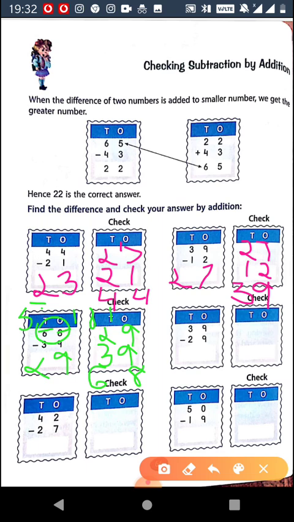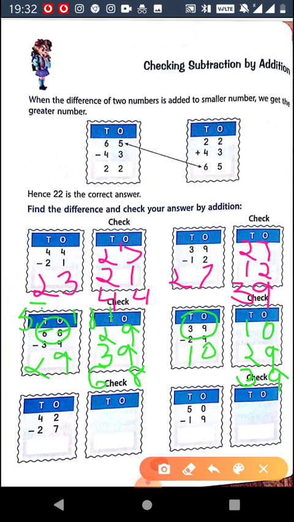Now again, the next is 39 minus 29. So 9 minus 9 is 0, and 3 minus 2 is 1. Now when we add the answer, that is 10, and the smaller number, that is 29, we get 9, and 2 plus 1, 3. 39, which is the bigger number. So this means our answer is correct.